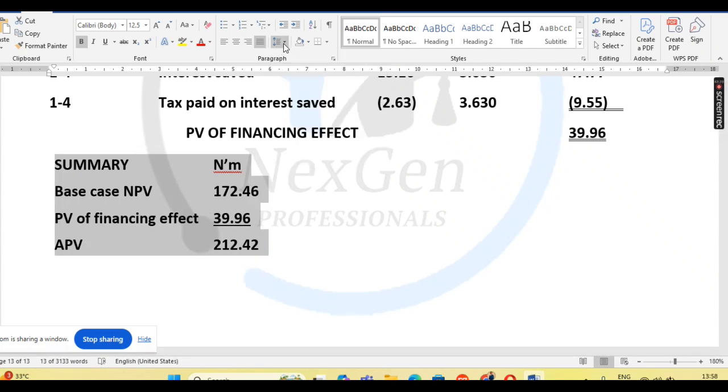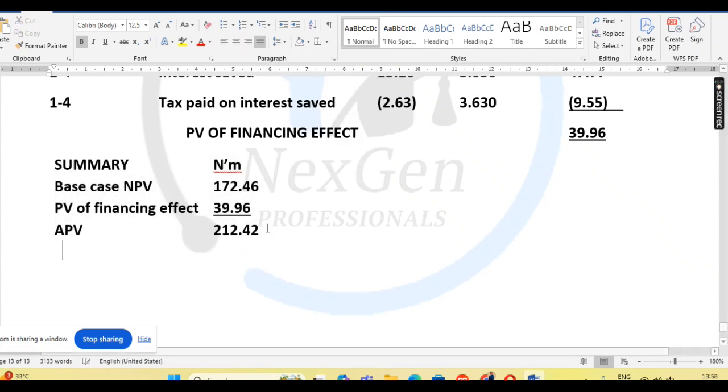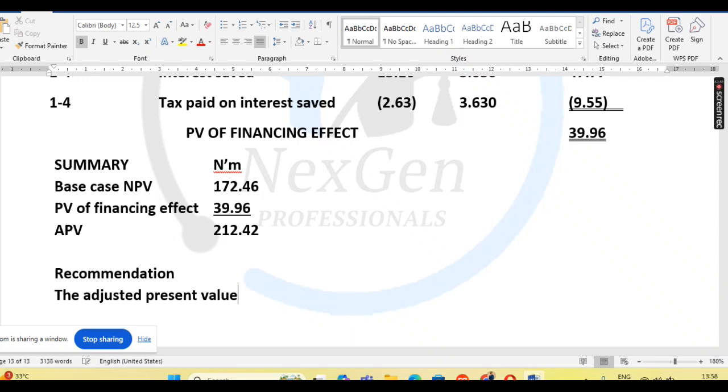They should go ahead with the project because it has a positive NPV. Recommend APV rather. Recommendation: the adjusted present value is positive. Therefore, you can bring the figure and say it is positive. It should be accepted.